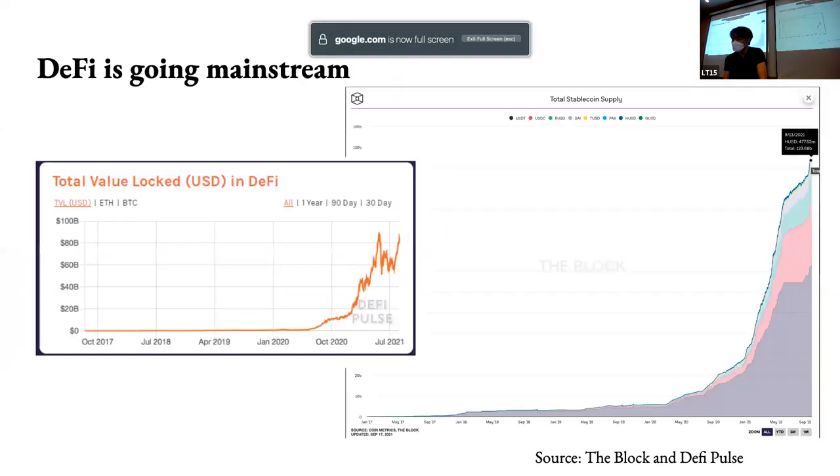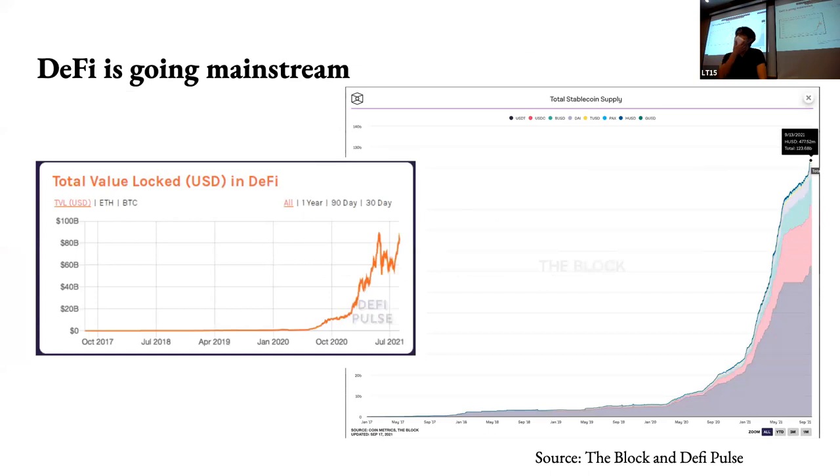There's a lot of interesting things that you can do in this space. If you really look into the usage over time, you can see that the total value locked in DeFi has actually increased a lot in the last 1 year, especially. And on the right side is the stablecoin supply in the world.